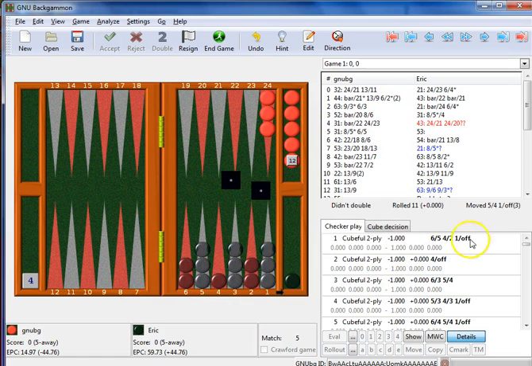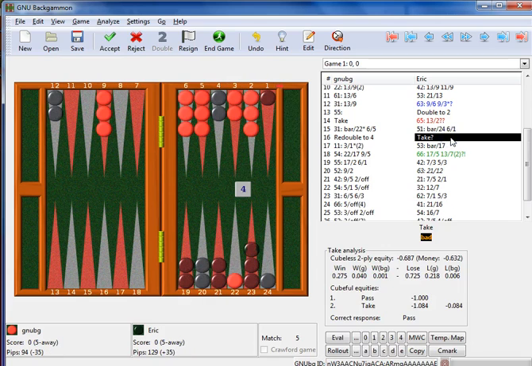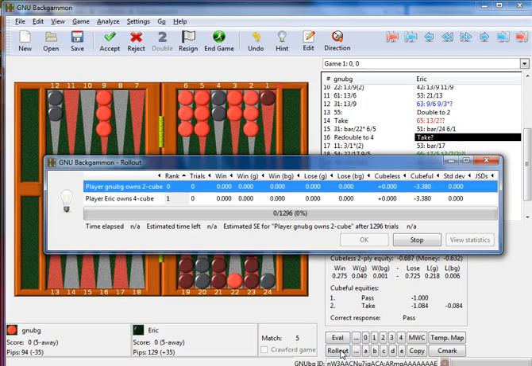And one other thing I want to mention on the analysis is, when you're looking at the cube decisions, notice there's this rollout button. A rollout is sort of the most accurate, the most thorough way you can analyze a position. So if I highlight a particular cube decision and click rollout, it's going to do 1,296 trials. You can see that my estimated time left to do that is a little over 4 minutes.